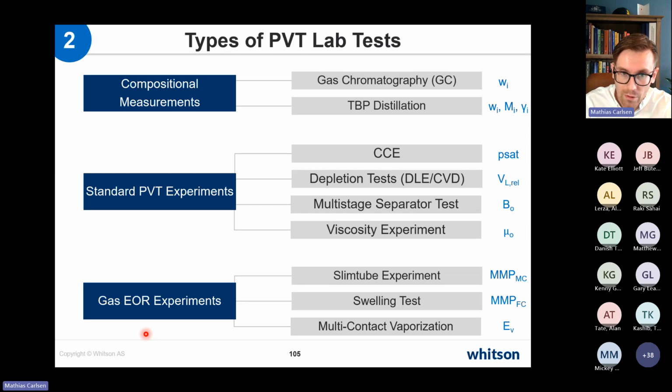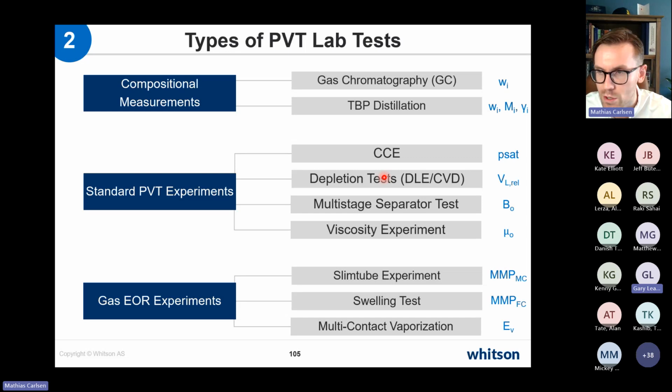So on a broad level, that's the pretty full suite of the different experiments that you're dealing with, where the most common ones would be the GC to get your compositions and the CCE to get your saturation pressure. For oils, you will typically have these two as well, and you would have one of these depending. Typically, a DLE is for oil and a CVD is for gas condensate. So that's on a broad level what the experiments are and what they give us, in layman's terms.